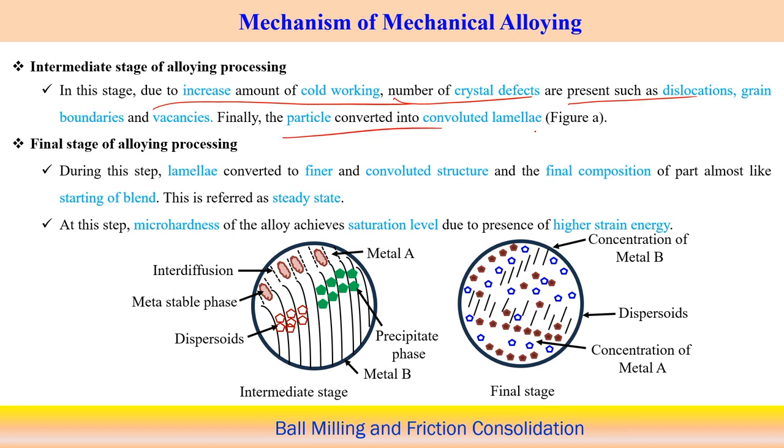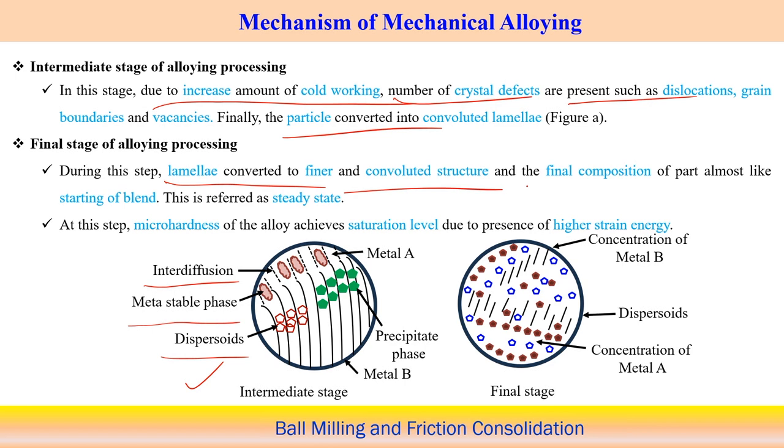Finally, the particle is converted to a convoluted lamellar type of structure, which we usually observe in the intermediate stage of alloying. Here you can see how interdiffusion occurs, with metal A, metal B, and some precipitated phases such as oxide particles added. Because of the interdiffusion, some metastable phases are also created in the intermediate stage. But in the final stage of alloying, this lamellar structure is converted to a very fine and convoluted structure.